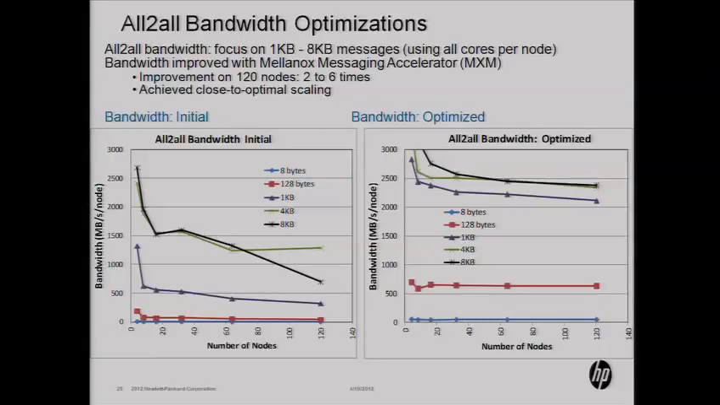So here's the initial bandwidth. You can see here that this is the bandwidth and this is the number of nodes. And then this is the bandwidth optimized after all-to-all. More importantly, you can see very good results such as this in the 128 byte range. Also very good scalability as we scale out to the number of nodes. You can see that the bandwidth stays sustained.